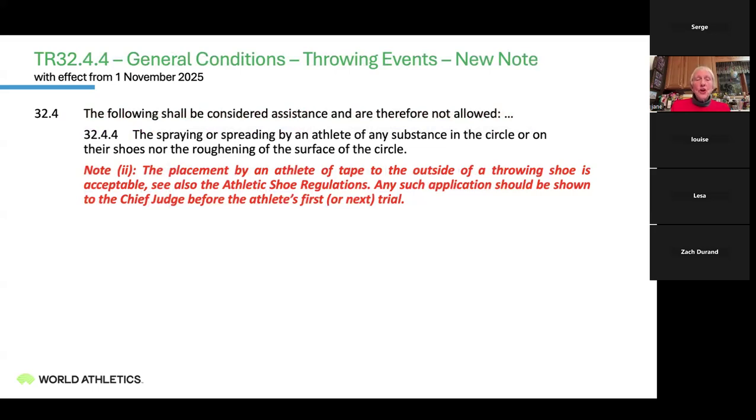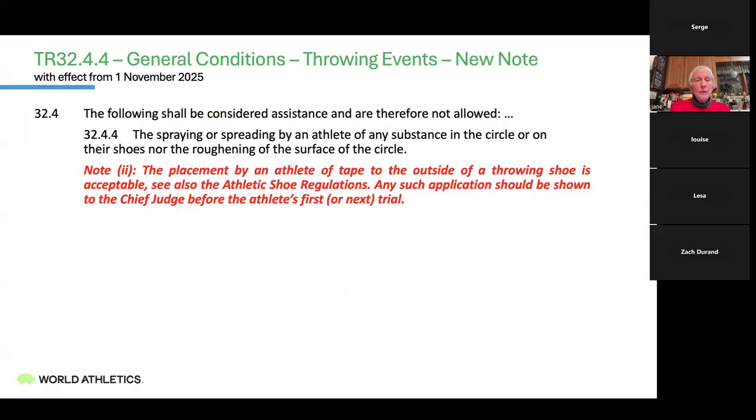But there's a note. The placement by an athlete of tape to the outside of a throwing shoe is acceptable. See also the shoe regulations. Any such application should be shown to the chief judge before the athlete's first or next trial. In Tokyo, on the very final day, in the men's discus final, it was pouring rain and the athletes were having trouble gripping the circle.